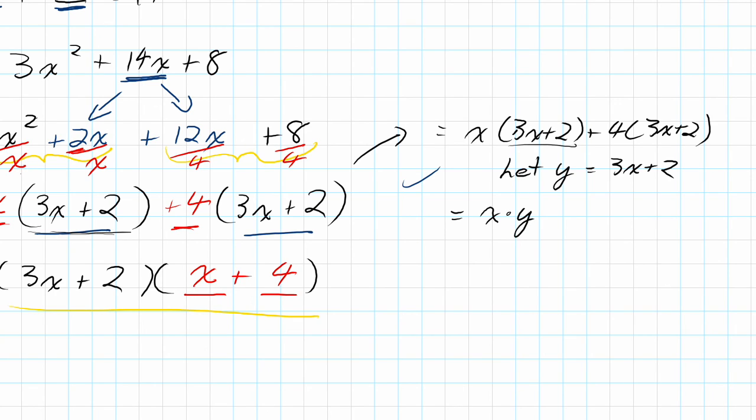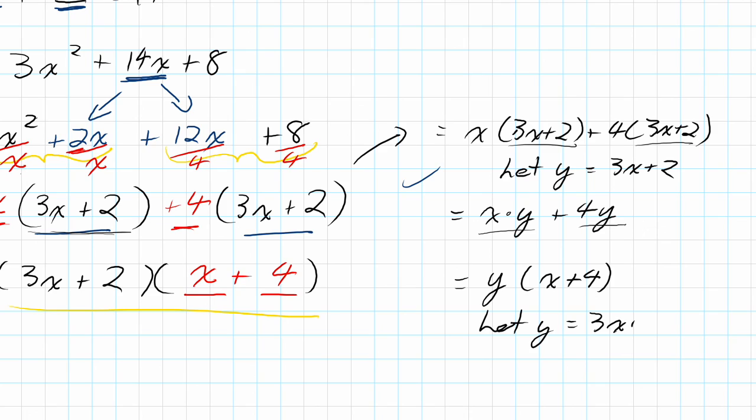So x times y plus 4, and this will become y. Now when we look at it, it looks a little more obvious that I can factor out y from each of these. So this will become y times x plus 4. But don't forget, y doesn't represent just itself. It actually represents 3x plus 2. And then when we plug it back in, we get 3x plus 2 multiplied by x plus 4.